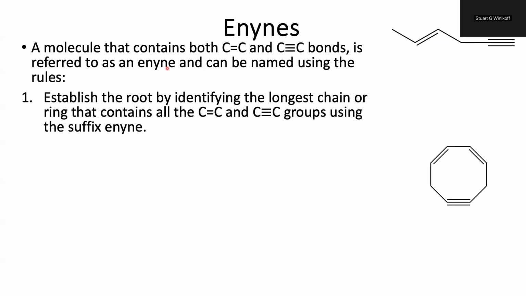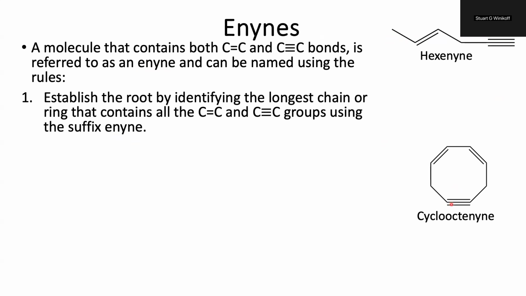So first, we're going to try and establish the root name, same general rules. Longest chain or ring that contains as many double or triple bonds as we can. And now the biggest thing is we're going to use a suffix of enyne. So in this top case, I have a 1, 2, 3, 4, 5, 6 long carbon chain. So I have a hexenyne. And for the ring on bottom, we have an 8-membered ring. So this would be a cyclooctenyne.